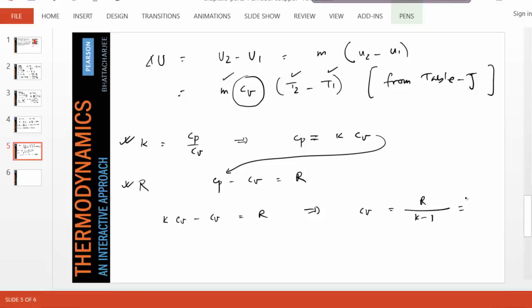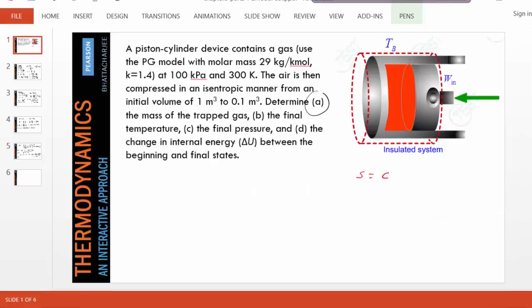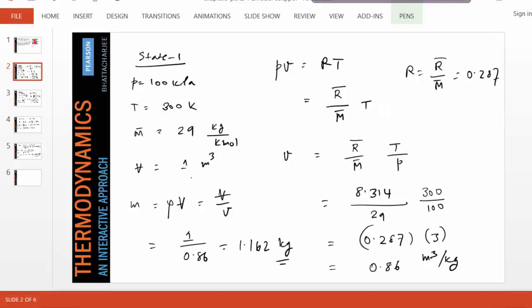Recall that we already found R as 0.287 and K is given as 1.4. So that gives us a Cv value of about 0.718. Now substitute this Cv in here and we get delta U equals mass. How much was the mass given to us? We did find the mass, I'm sorry. Mass was found to be 1.162 kg.